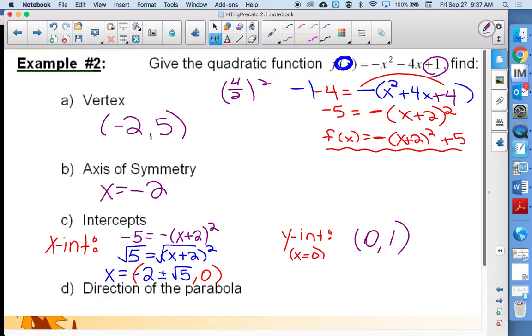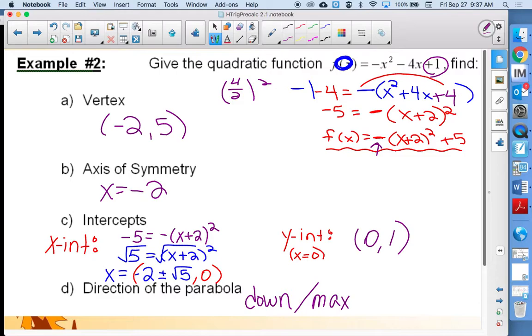It's the c value. The last question here says determine the direction of the parabola. Colin, what direction does this parabola go? It's like down. So it goes down because it's negative. So the direction of the parabola will be going down. If it asked, the vertex is a max. Questions?